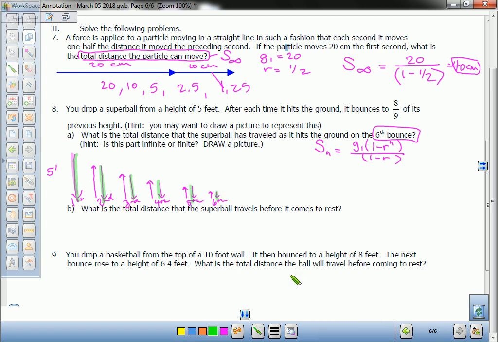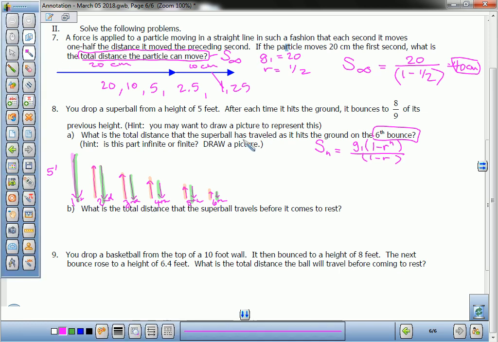Oh, I left something out. I left out the bouncing back up. How can I get the bouncing back up? Somebody knows. Conservation of energy. Destiny. Good. You double it. You're right. You double that sum.